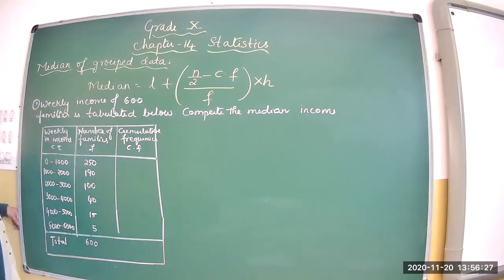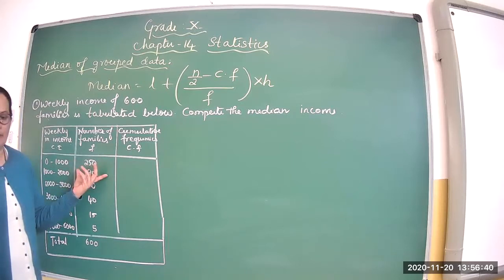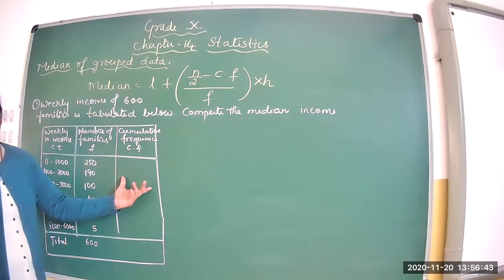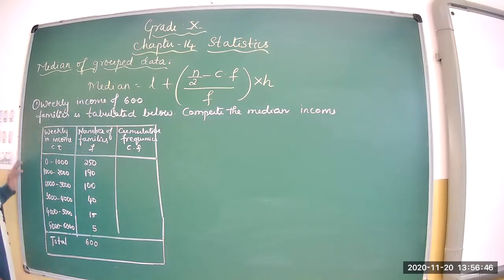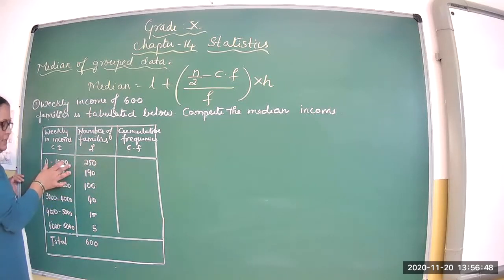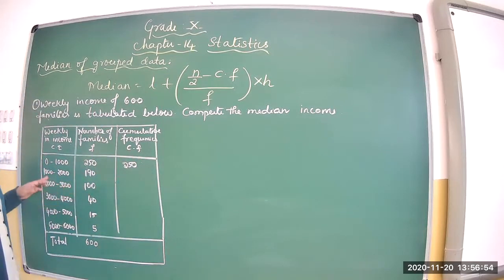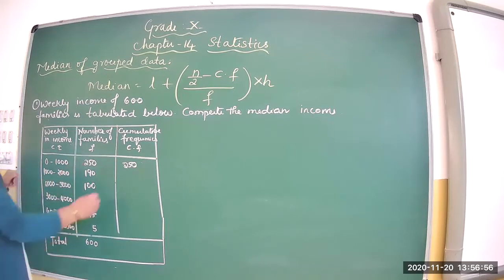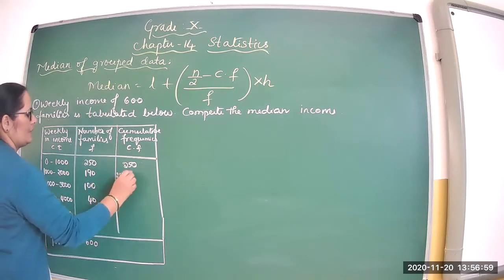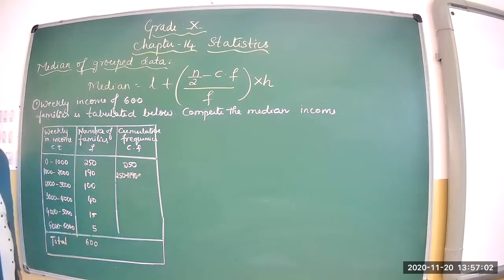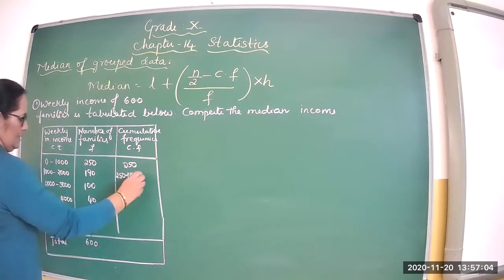Now you need to find the median income. At first, what do we have to do? We have to draw the table neatly and make 3 columns. First column is for class interval, second column is for frequency, and the third column is for cumulative frequency. Frequency of the first class interval is 250. Then the next cumulative frequency is 250 plus 190, which is 440.